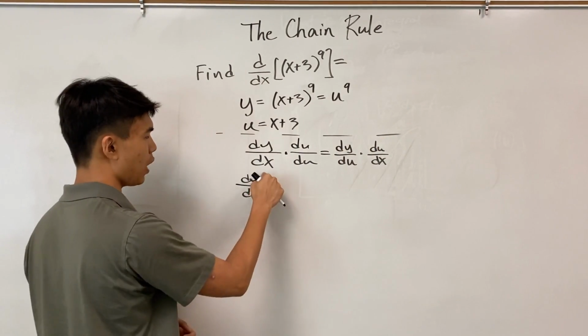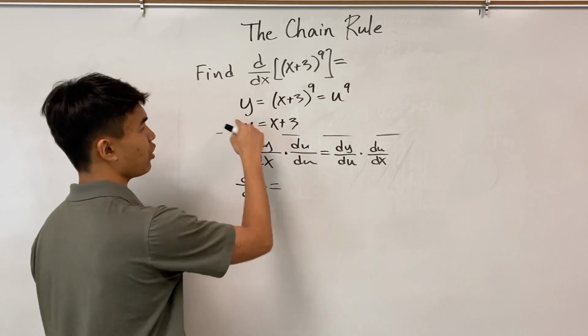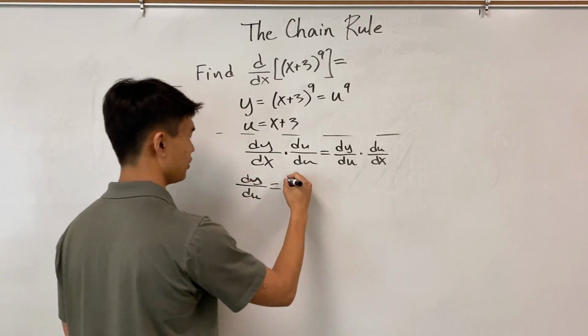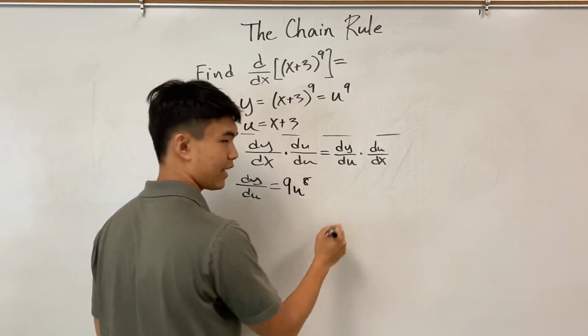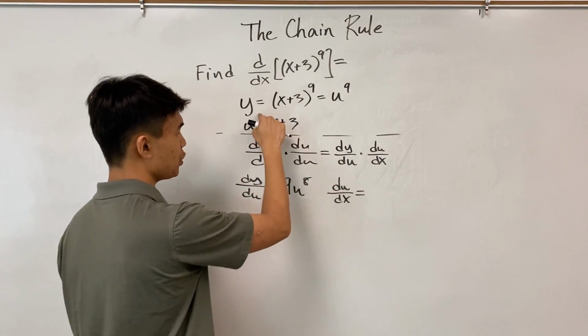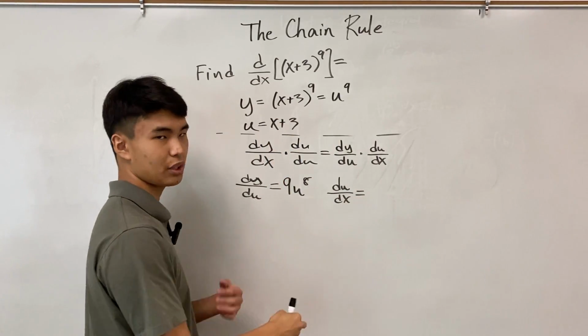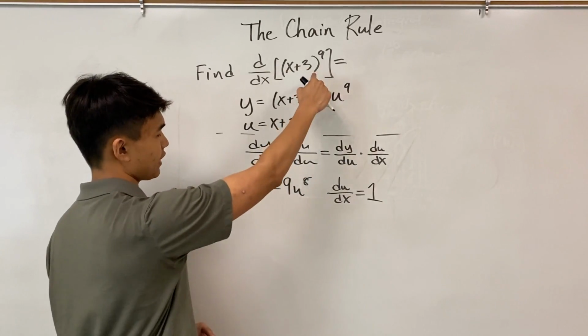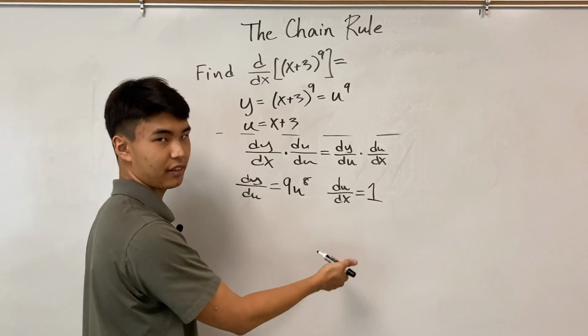This is the derivative of y with respect to u. And we have that y equals u^9, so we can use the power rule here to get dy/du equals 9u^8. Now if we want to take the derivative of u with respect to x, we can just use the power rule again to get that this is 1. The problem asks for dy/dx, so now we just have to multiply these together, like so.